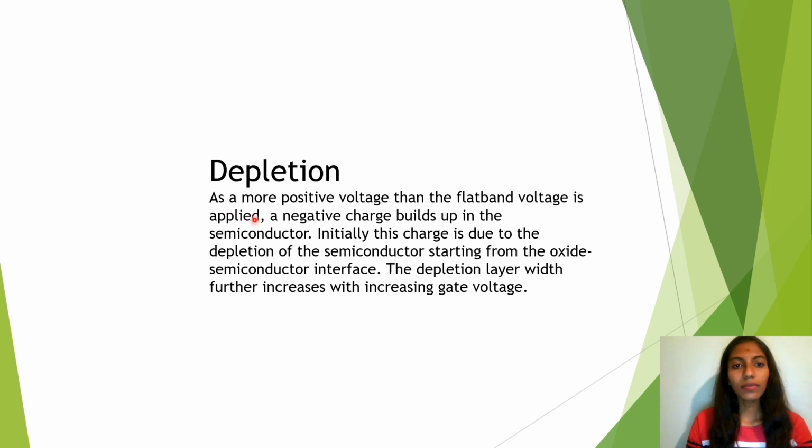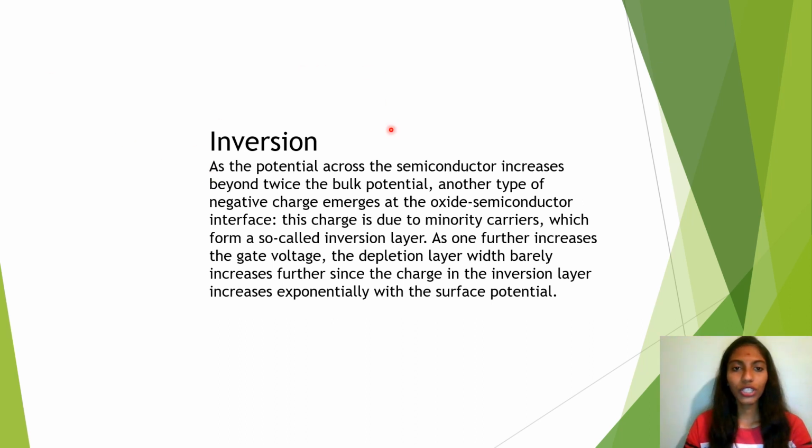Depletion. As a more positive voltage than the flat band voltage is applied, a negative charge builds up in the semiconductor. Initially, this charge is due to the depletion of the semiconductor starting from the oxide semiconductor interface. The depletion layer width further increases with increasing gate voltage, and this is the inversion operation.